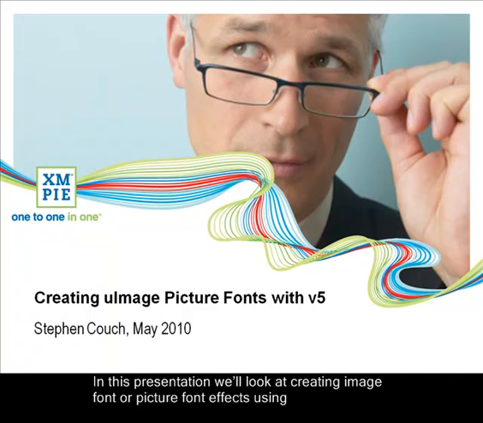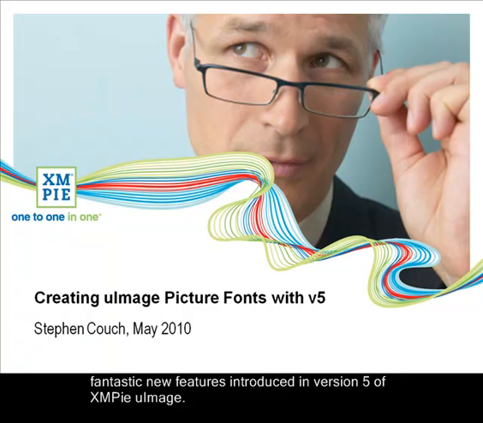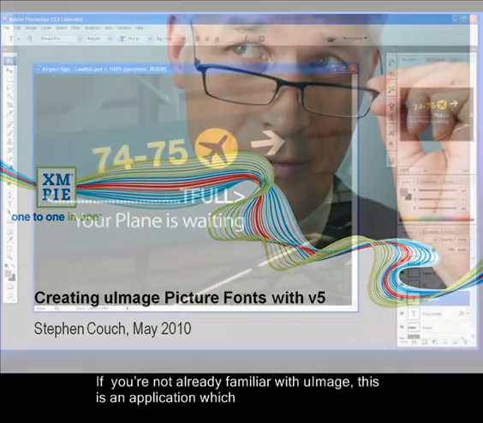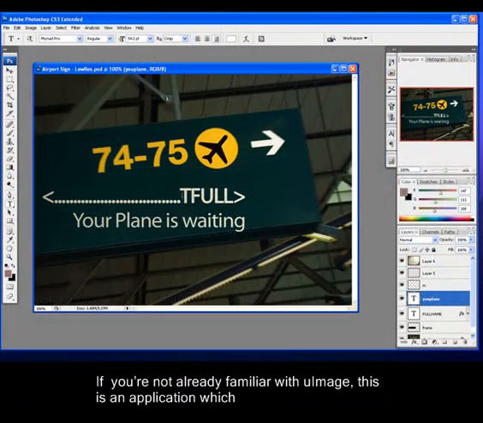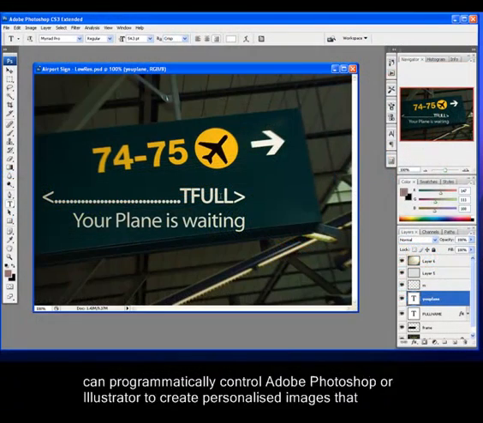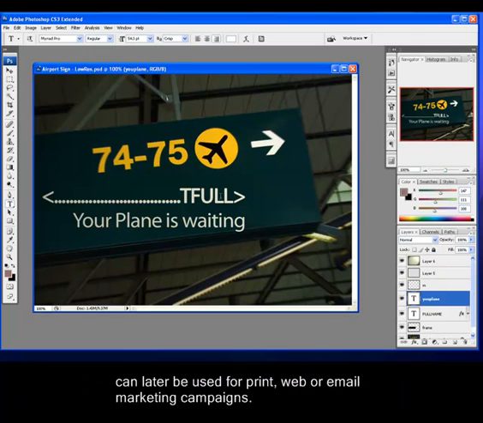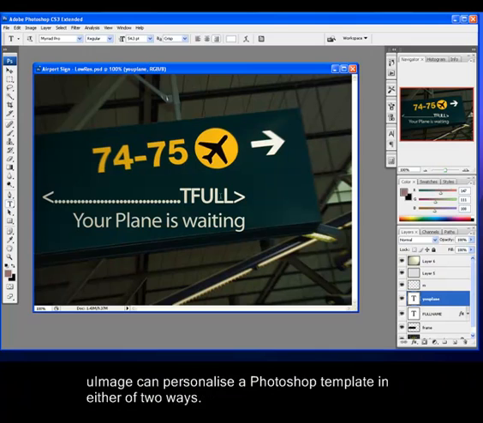In this presentation, we'll look at creating image font or picture font effects using fantastic new features introduced in version 5 of XMPie uImage. If you're not already familiar with uImage, this is an application which can programmatically control Adobe Photoshop or Illustrator to create personalized images that can later be used for print, web, or email marketing campaigns.